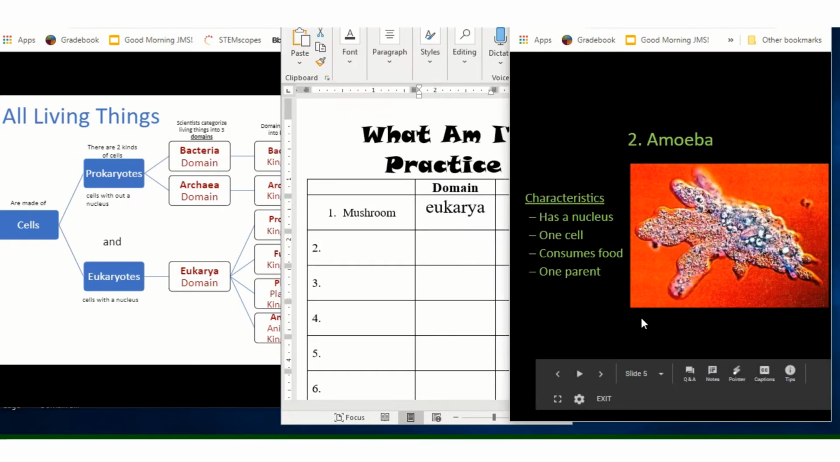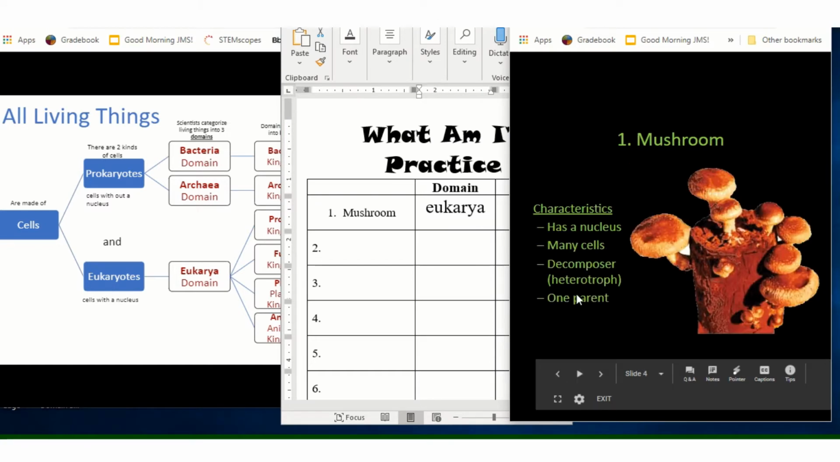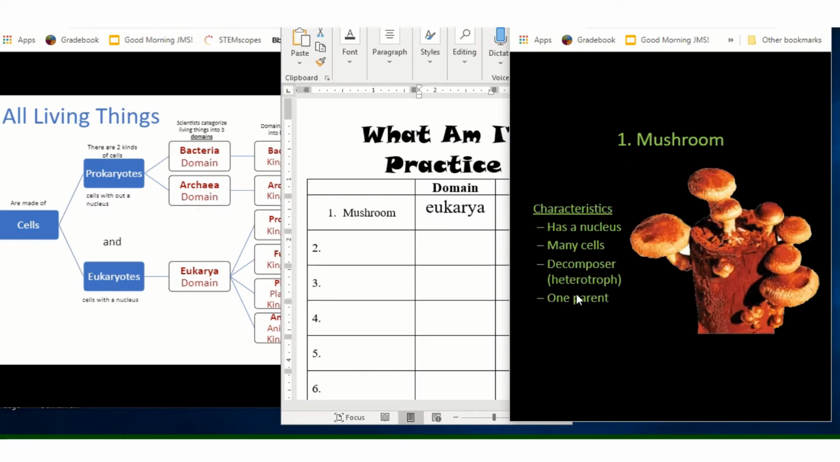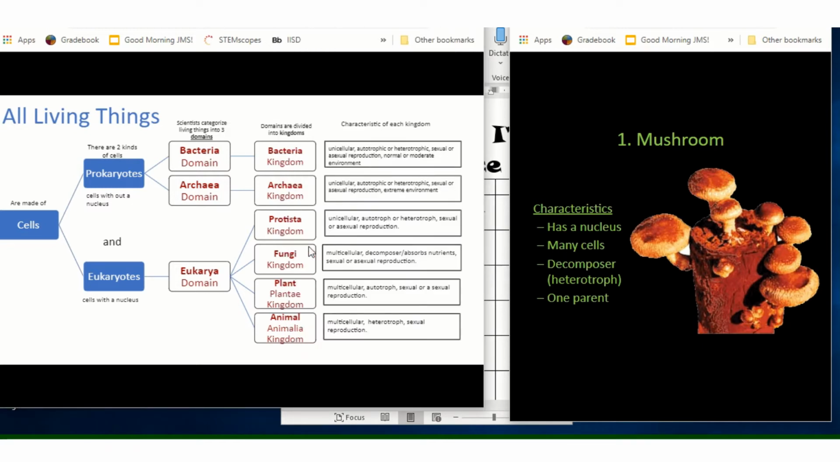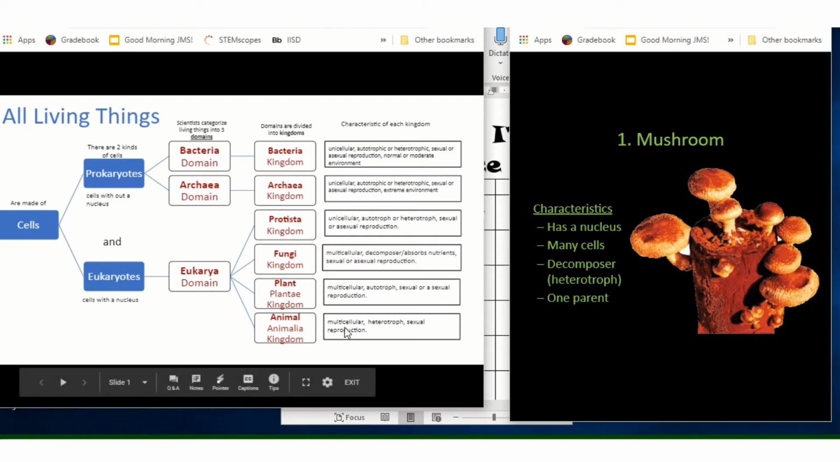Okay, so now we're going to use our other characteristics to figure out the kingdom that it's in. So next it says many cells. So we got to ask ourselves, is that a unicellular organism or is that multicellular? Okay, so many and multi mean the same thing. So we come over here. Well, Protista says unicellular, so we know that it's not going to be the Protista kingdom. Fungi says multicellular, plant says multicellular, animal says multicellular. So we know it's going to be one of these three kingdoms.